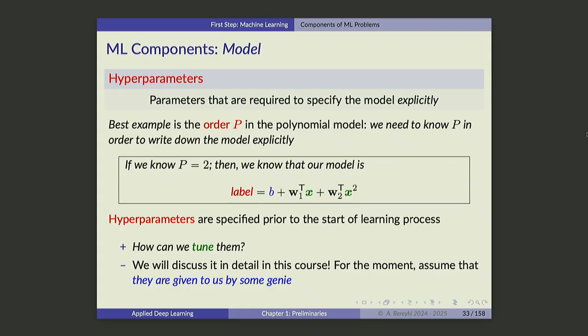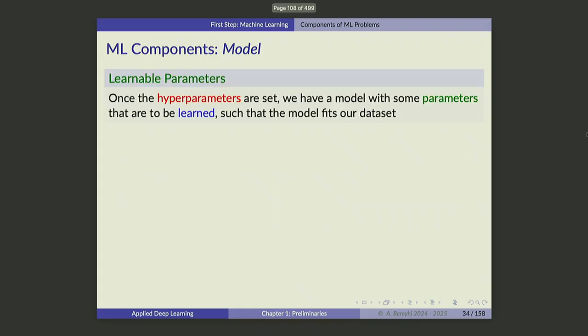Now that the hyperparameters are given to us, this means that we explicitly know how the model looks like, right? There is nothing confusing in it anymore, nothing general left for us anymore, right? And the things that are remaining inside that model are what we call learnable parameters.